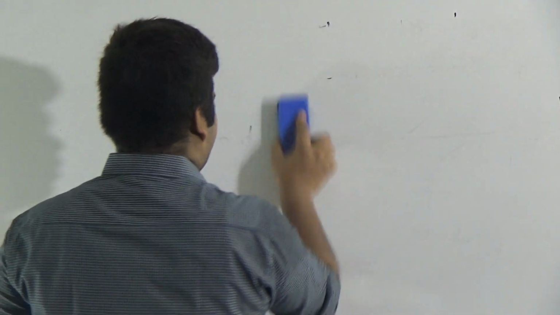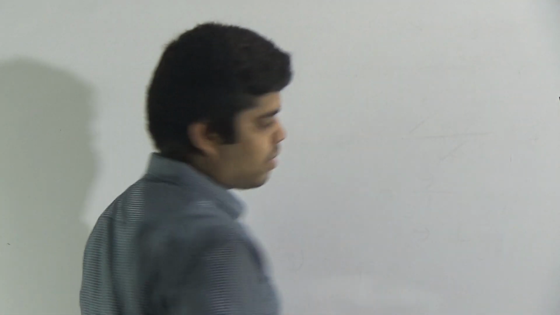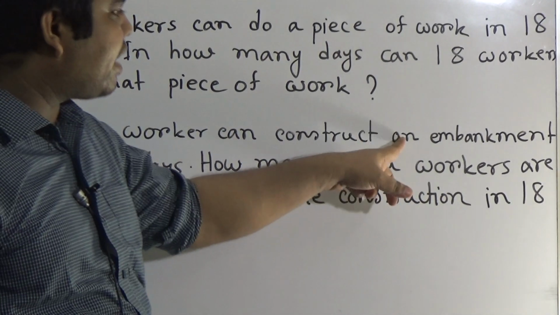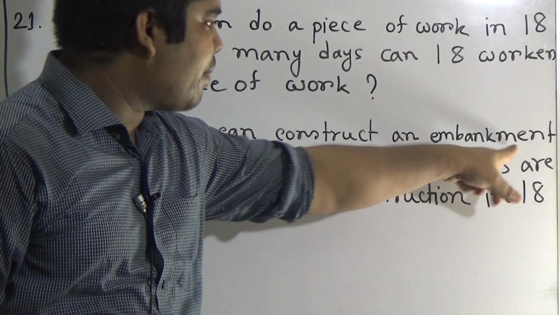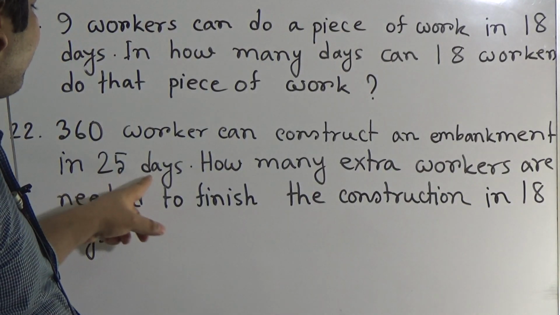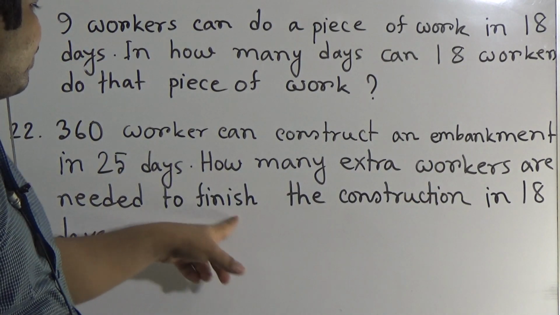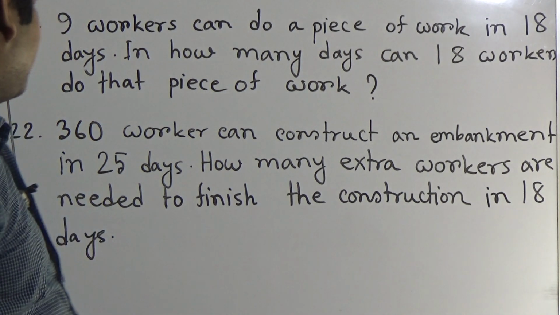First of all, we read the question. 360 workers can construct an embankment in 25 days. How many extra workers are needed to finish the construction in 18 days?